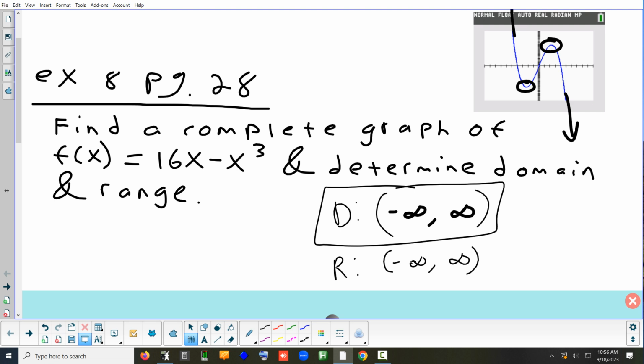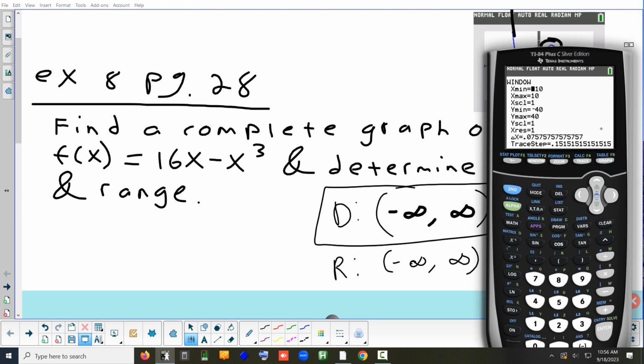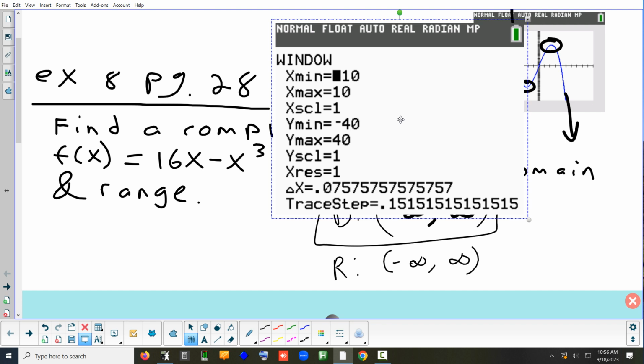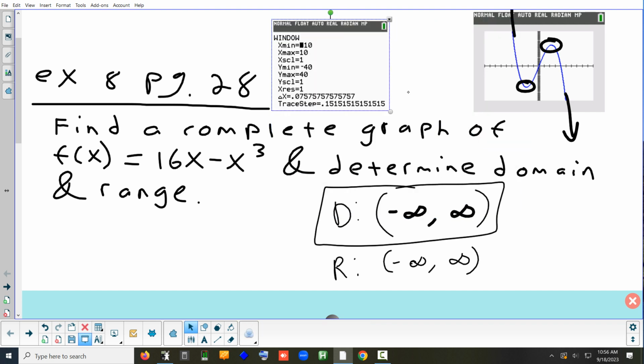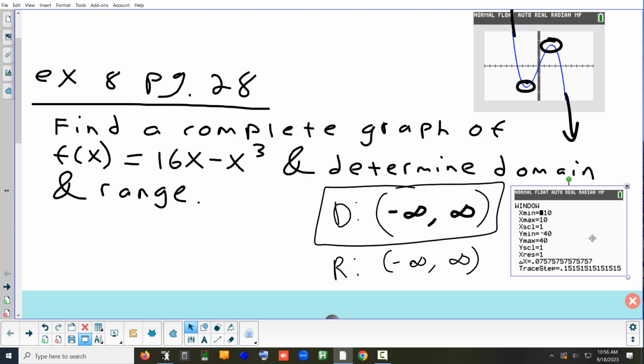Okay, now the last part, well, actually it was the first part, find a complete graph. So all we do is write down our mins and maxes. Take my window, and then just write down those values. This was a -10, and the y min and max. -40 to 40 is definitely not the only one you could use, but it's what we used. Any questions on that?